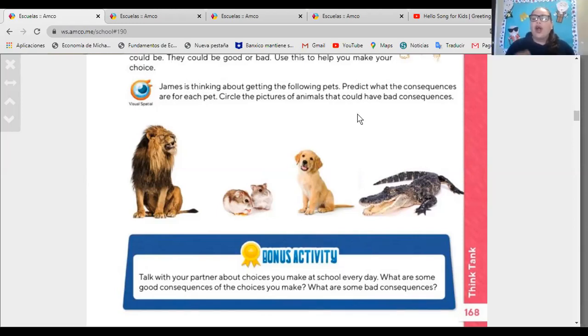Okay, now our third choice or option is a puppy, okay? Well, I love puppies. Actually, I have two. Well, if you think that having a puppy will have a bad consequence, you can circle it, okay? If you think it will have a good consequence, just leave it like that.